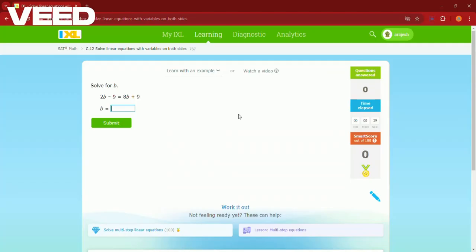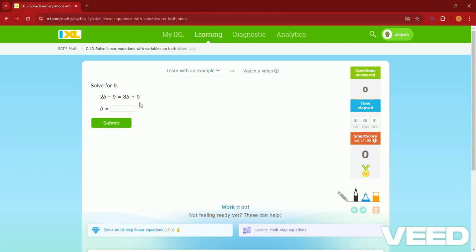Anyway, enough chit-chat. Now that we have that in our minds, let's get to it. We're going to solve for b. In this scenario, it's going to be 2b minus 9 equals 8b plus 9. So what we can do is rewrite the equation. So I'm going to write 2b minus 9 equals 8b plus 9. So what we can do here now is add 9 to both sides to get one side all by itself.